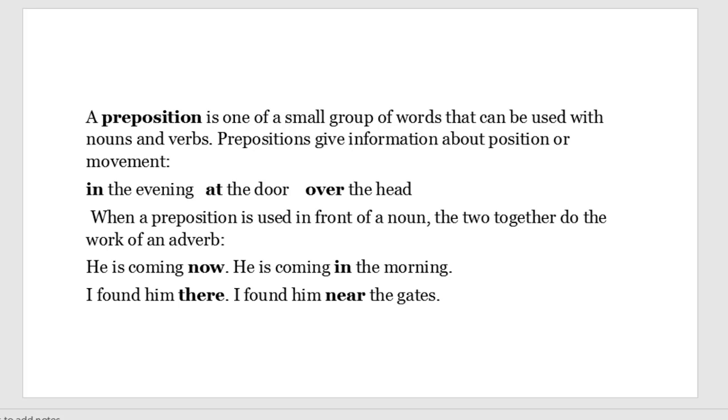A preposition is one of a small group of words that can be used with nouns and verbs. Prepositions give information about position or movement. In the evening, at the door, over the head. When a preposition is used in front of a noun, the two together do the work of an adverb. He is coming now. He is coming in the morning. I found him there. I found him near the gates.